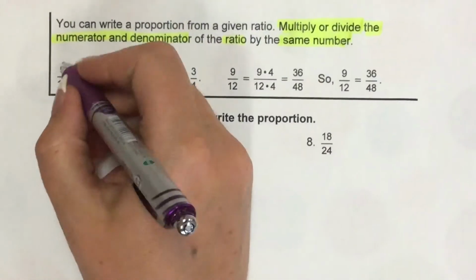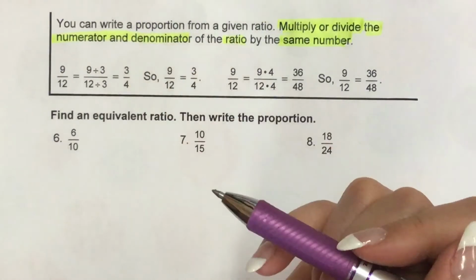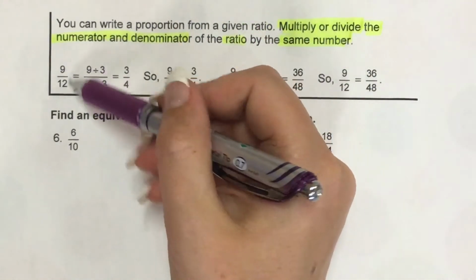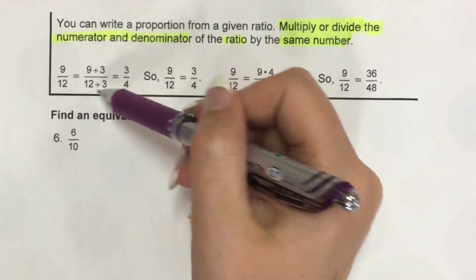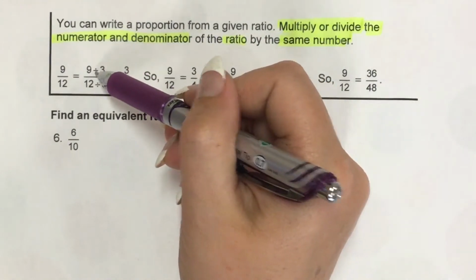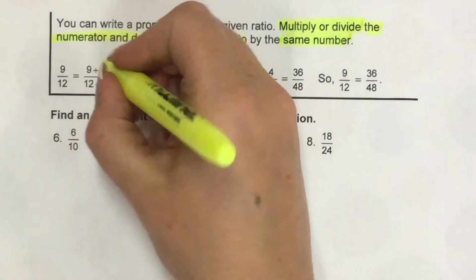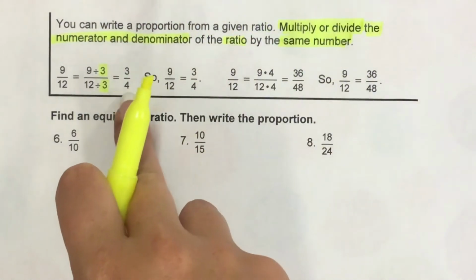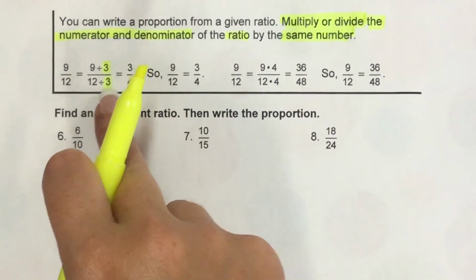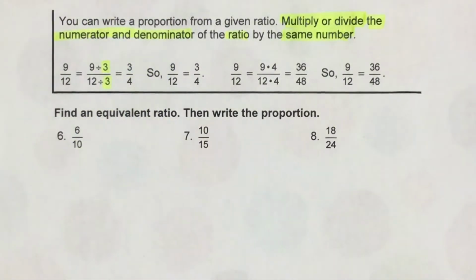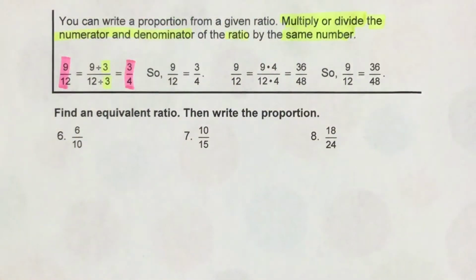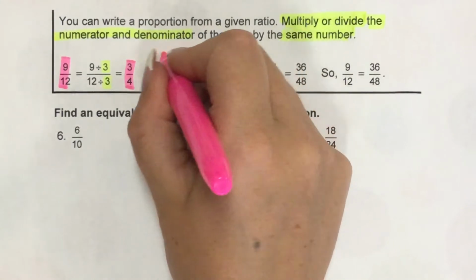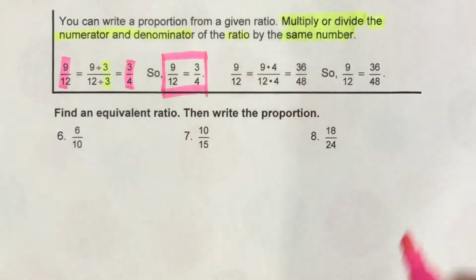So let's look here. We have 9/12. We want to write a proportion. So what I see is that these are both divisible by 3. So here in this example, we divide the top and the bottom by 3, the same number, and we get an equivalent. 9 divided by 3 is 3. 12 divided by 3 is 4. So what that means is that these are equivalent ratios, so we can write them as a proportion when we set them equal to each other like that. So that is one way to do it.